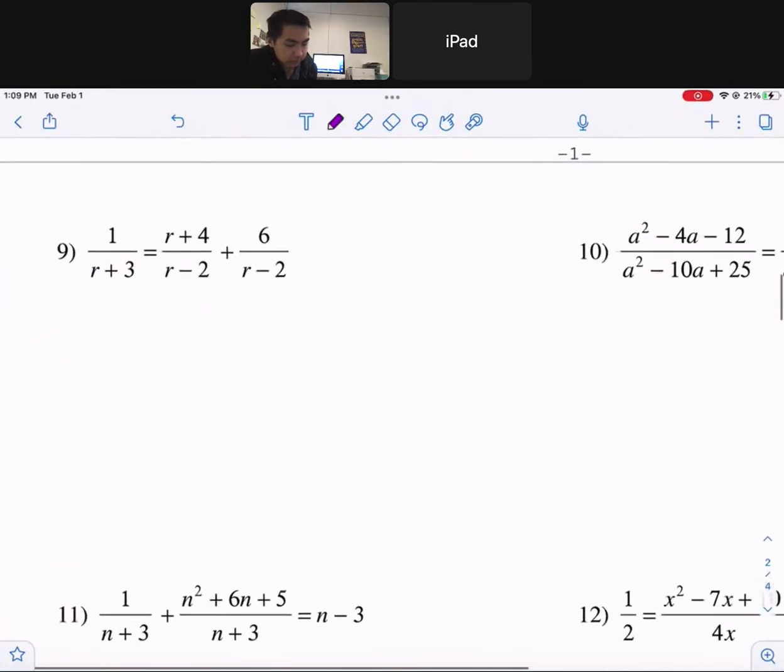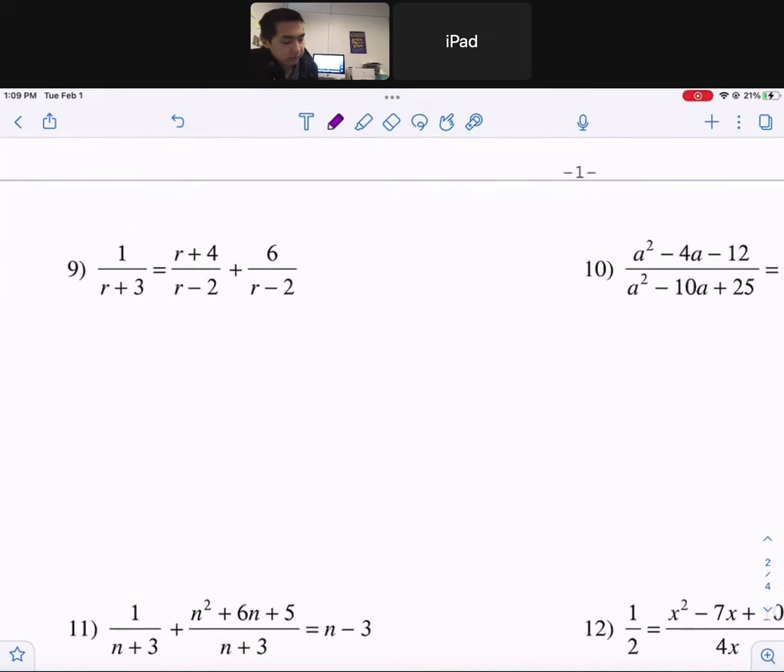Okay, now let's do 9. Okay, so r cannot be negative 3 or 2, because if this was 2, then you would get 0 here, right? And if this was negative 3, you would get a 0 there. So it can't be negative 3 and 2. The LCD is r plus 3 times r minus 2. So we're going to multiply both sides by the LCD, r plus 3 times r minus 2.